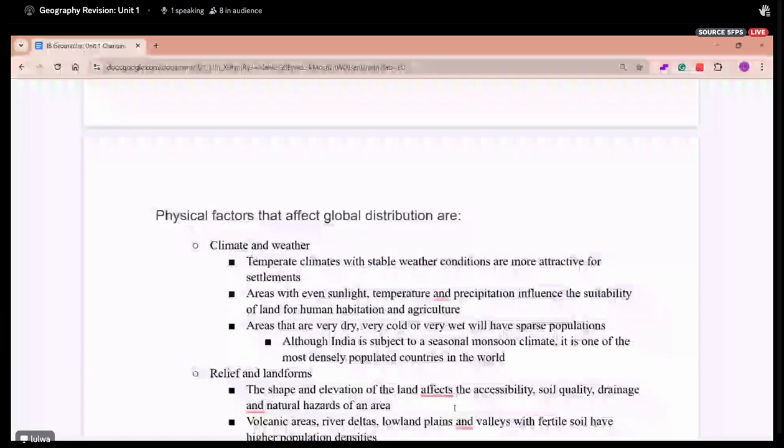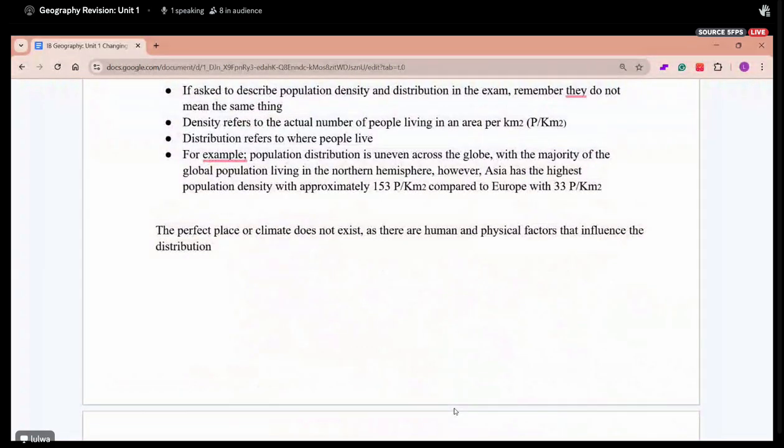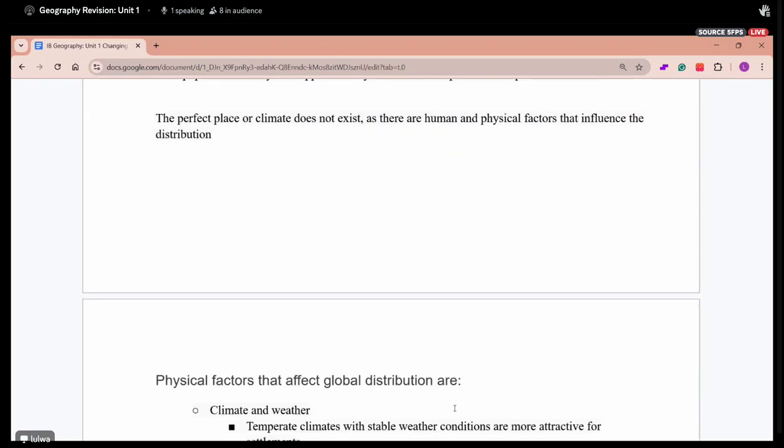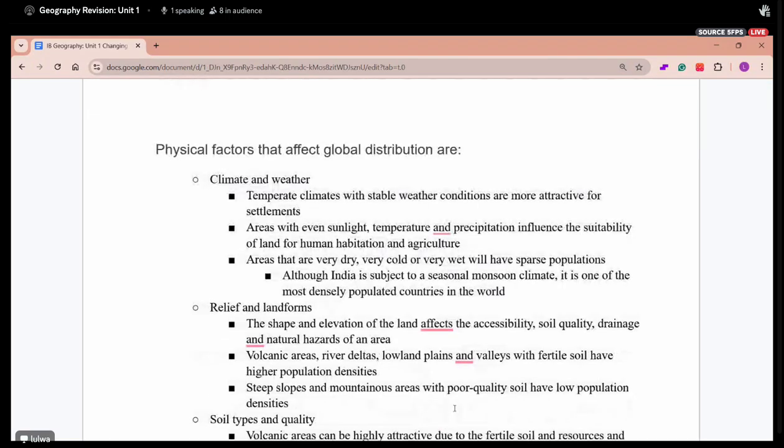So there are two factors, as I said before, both human and physical factors that influence the distribution of populations. The physical factors that affect global distribution are: one, climate and weather. Areas that have temperate climates with stable weather conditions are more attractive. Areas with even sunlight, temperature, and precipitation as well. And areas that are very dry, very cold, or very wet will have varying populations, so it's not too clear.